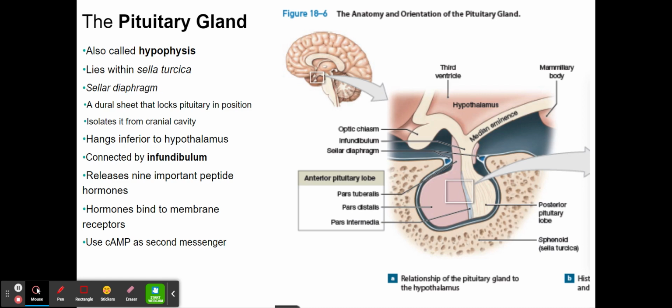The pituitary gland has an anterior and a posterior lobe that differ in function and developmental anatomy, which we'll talk about a little later. And it releases 9 important peptide hormones, which we will also discuss in detail. 7 come from the anterior lobe and 2 from the posterior lobe. All 9 hormones bind to membrane receptors, and all 9 use cAMP as a second messenger.